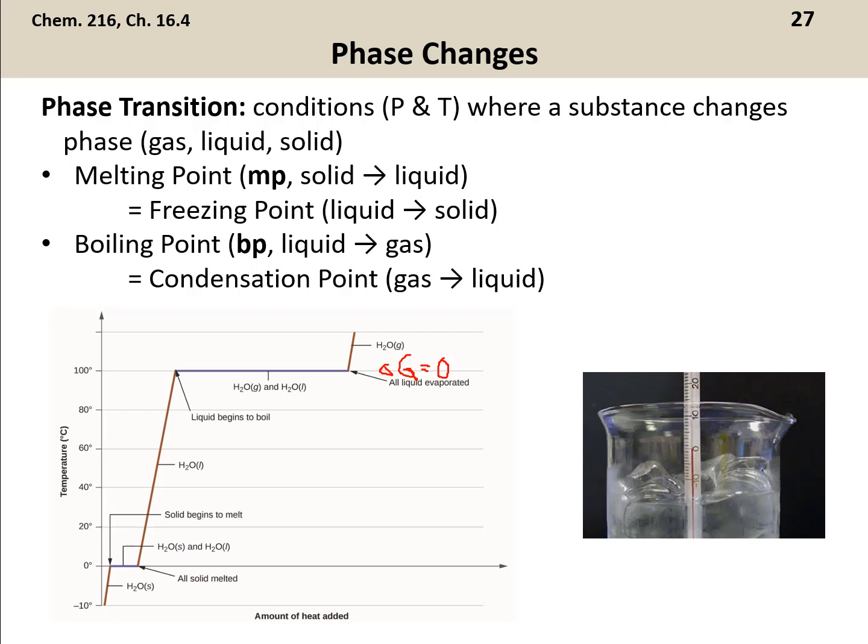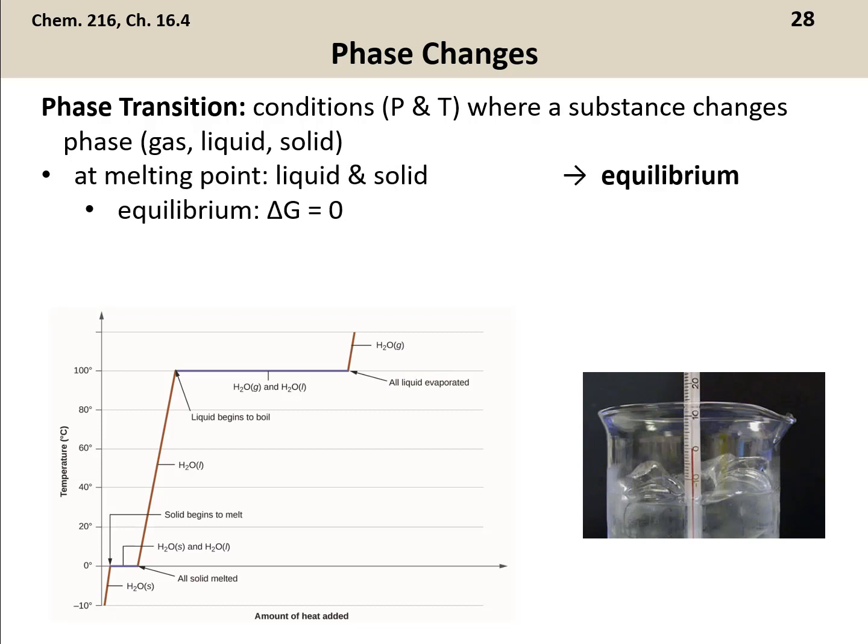And so we can talk about melting point, where we have solid going to liquid, or freezing point, liquid going to solid. These are the same thing, okay? Ice will melt at 0 degrees Celsius, but water will freeze at 0 degrees Celsius. So it depends on which way. The boiling point is also the same as condensation. Okay? So we can actually use that calculation of delta G in order to figure out melting points and boiling points.